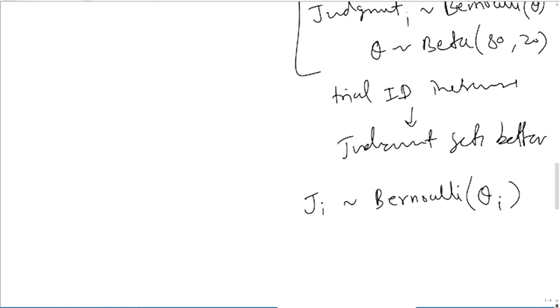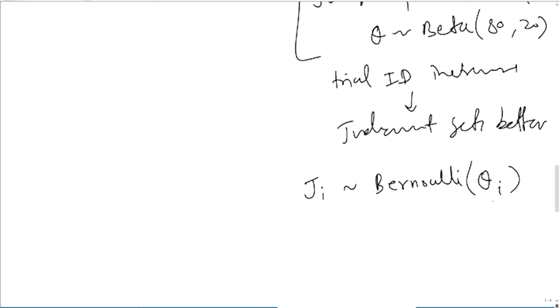Okay, fine. So why are we writing theta I? Because we cannot now assume that theta is constant across trials, because the probability of producing a correct response is going to increase as trial ID increases. That's our hypothesis, right? Now theta I should be written as a function of trial ID.